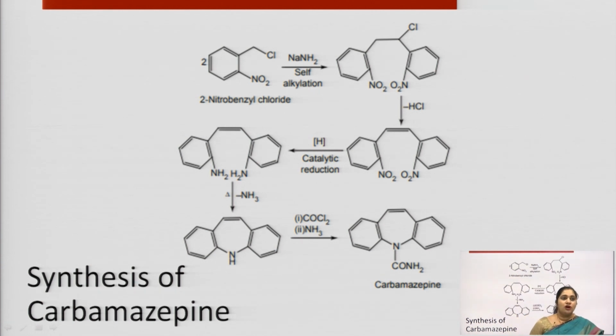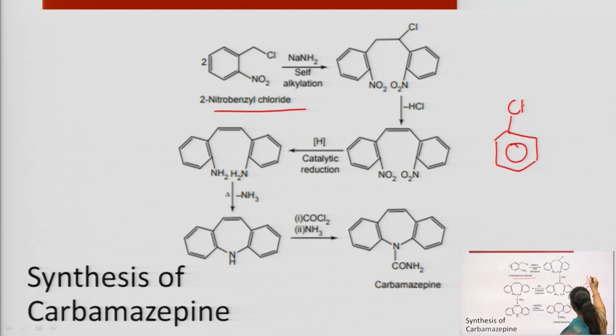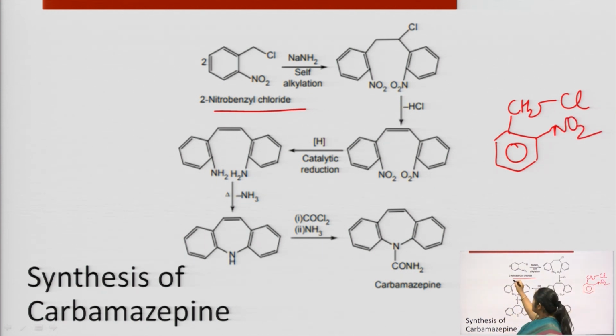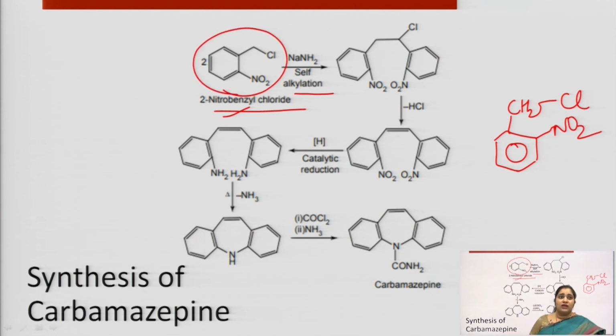So, this is the synthesis of carbamazepine. First, we have taken 2-nitrobenzyl chloride. In the last class, I told you that this is a benzene, and when we substitute it with this CH2, this is benzyl, this is benzyl chloride, and this is 2-nitrobenzyl chloride. In the presence of NaNH2, it will go into self alkylation, meaning we are using 2 moles of this 2-nitrobenzyl chloride. What will happen?